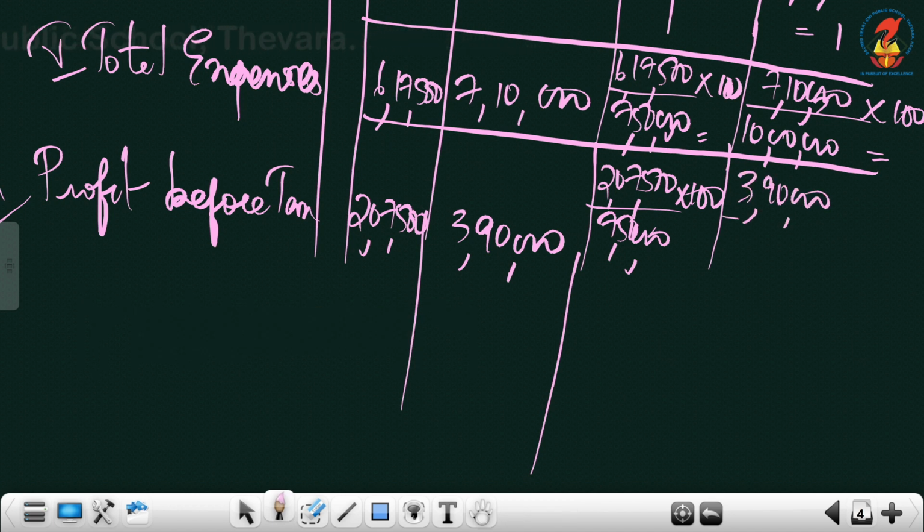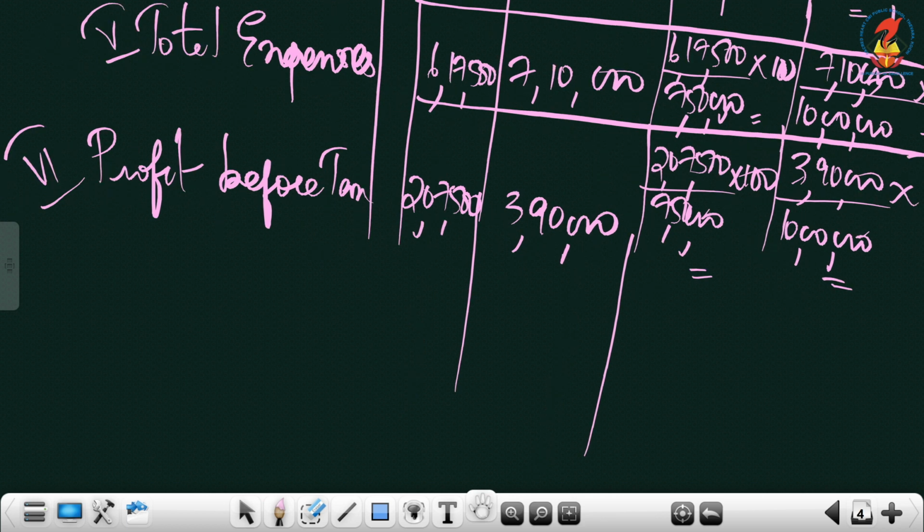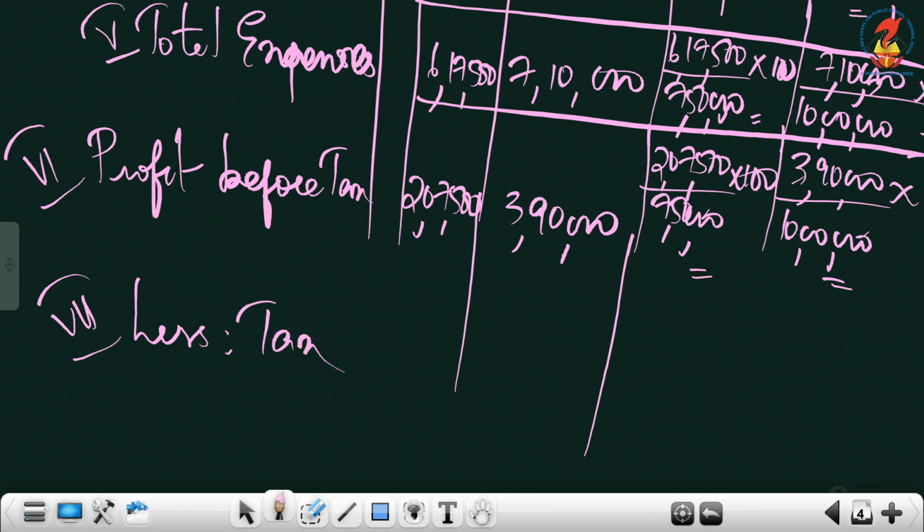3,90,000 by 10 lakhs into 100. So compute this. From this we have to seventh one, less tax. Here the percentages are 82.3 and 70. Sorry, profit is 27.6739.